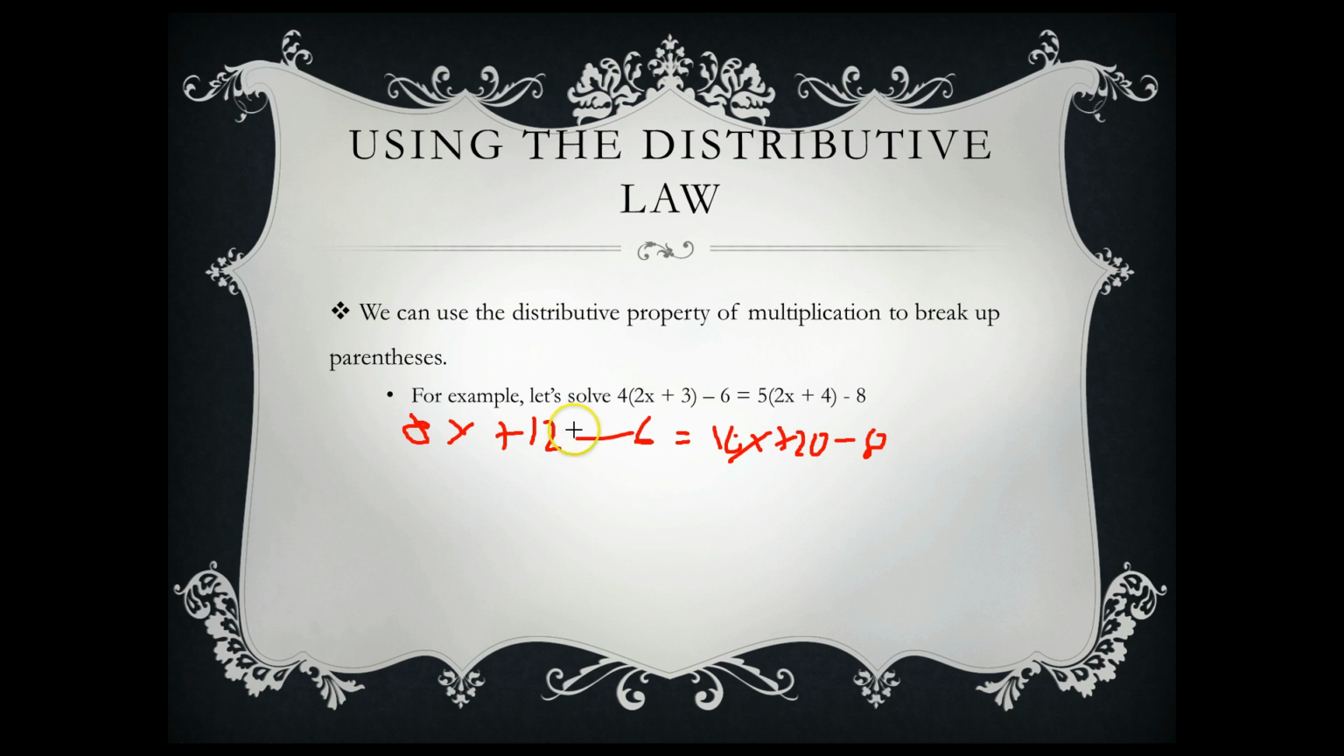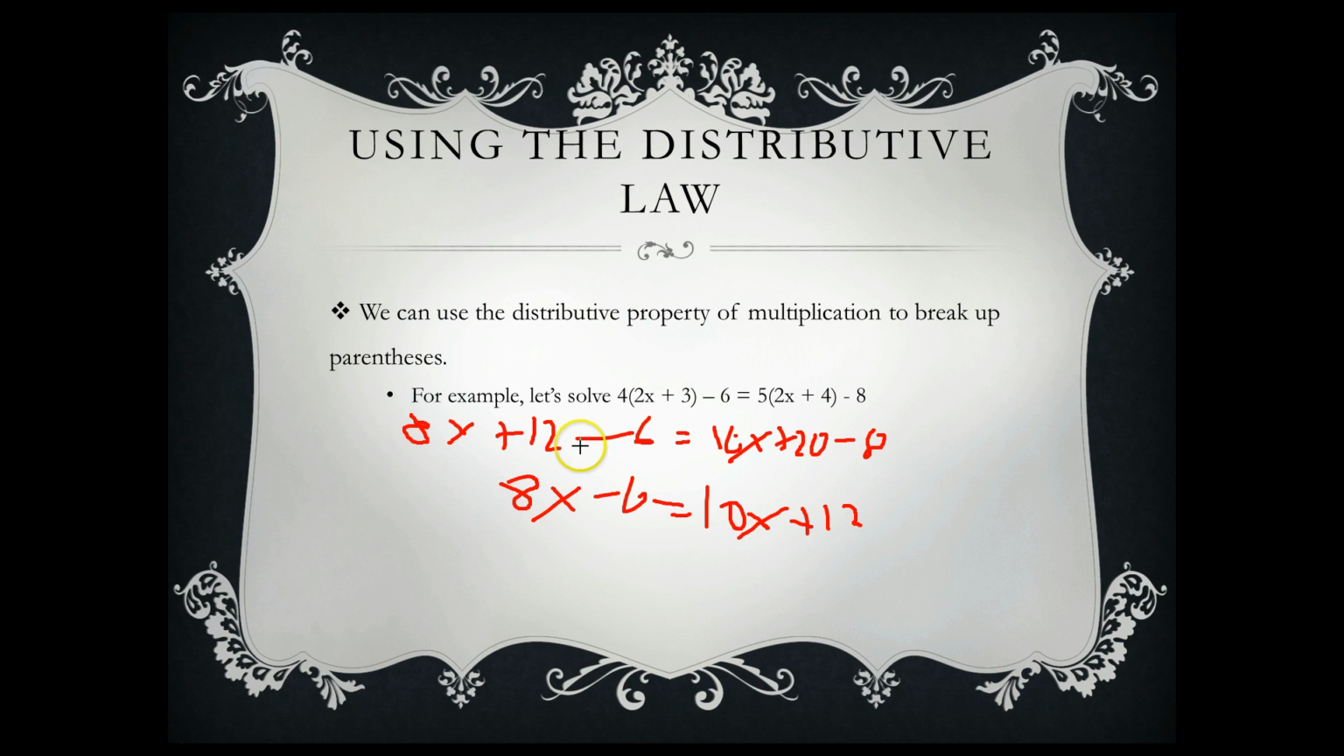So we can just do a little bit of addition here. So 8x plus 12 minus 6. We can just use the associative property to solve this first. So 8x plus 6 is equal to 10x. Using the associative property again, we can add these two. So this is 10x plus 12.